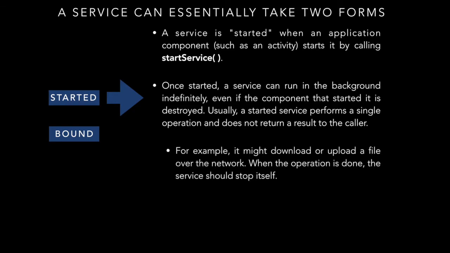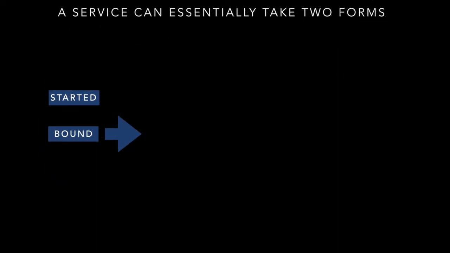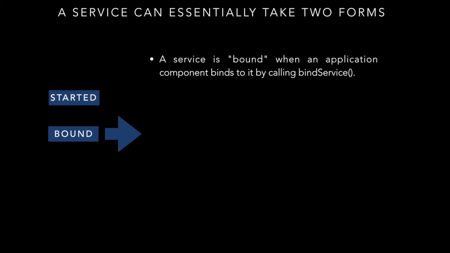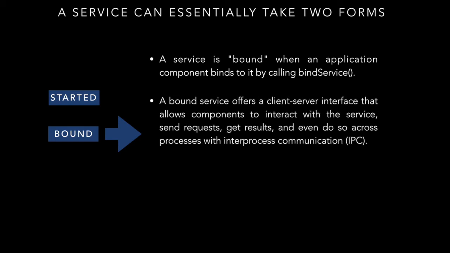So here you can see you are downloading or uploading a file over the network. When the operation is done, the service will stop itself. We will see how it should be implemented. The next form of service is bound. We can say that one service is bound to a particular activity. For that, we have to call a method called bindService, and this will help us to interact with the service. In the next video, we'll be discussing the bound type.